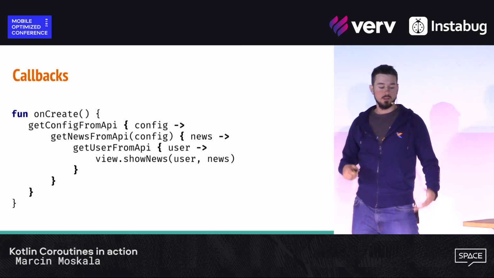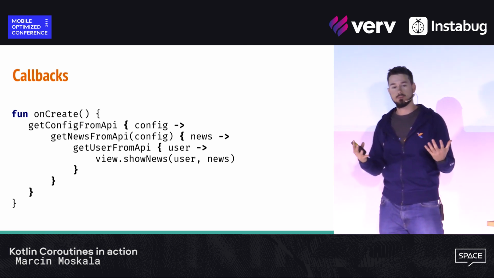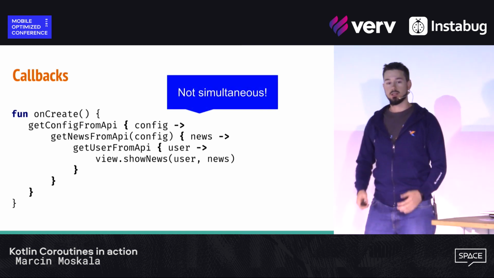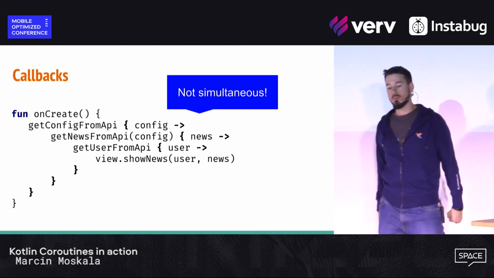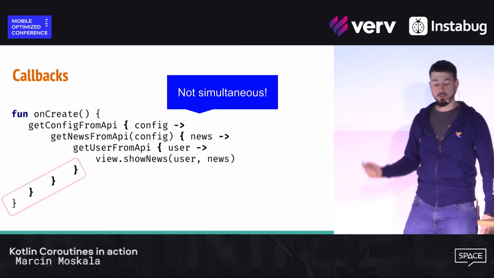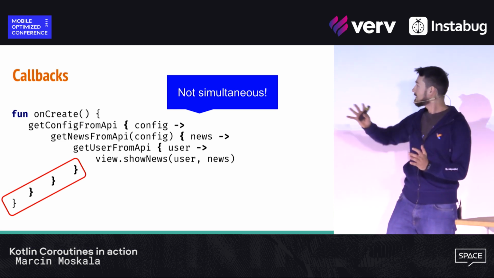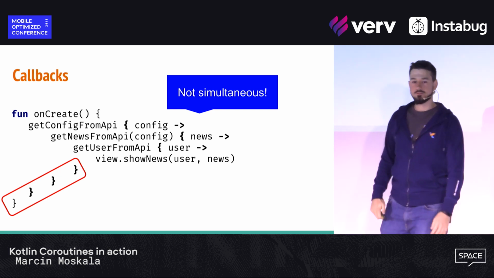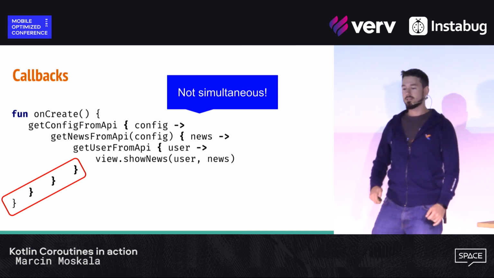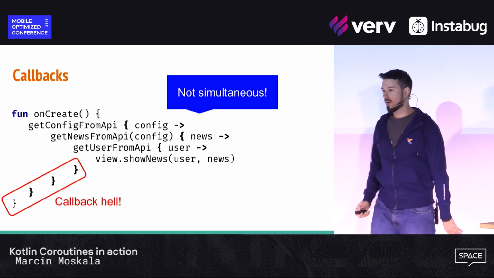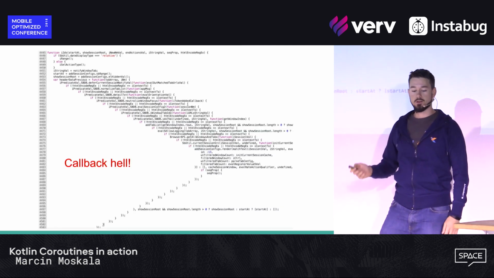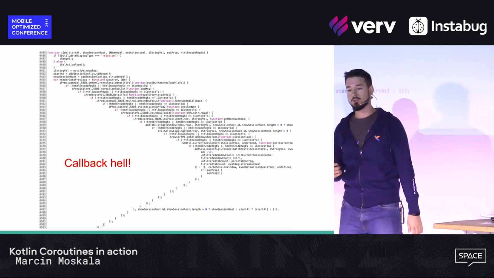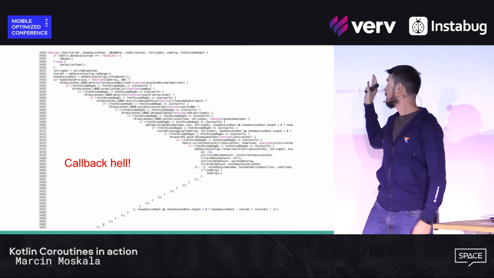First of all, user from API and config from API can run simultaneously. And it's very hard to do that using callbacks. So the design of this solution blocks our parallel processing. Second of all, we have this nesting that grows with every call, which is very problematic for maintaining code, and it even has its own name, callback hell. This name comes from environments where callback hell is very problematic, like Node.js. And I think that every Node.js developer has written something close to that.